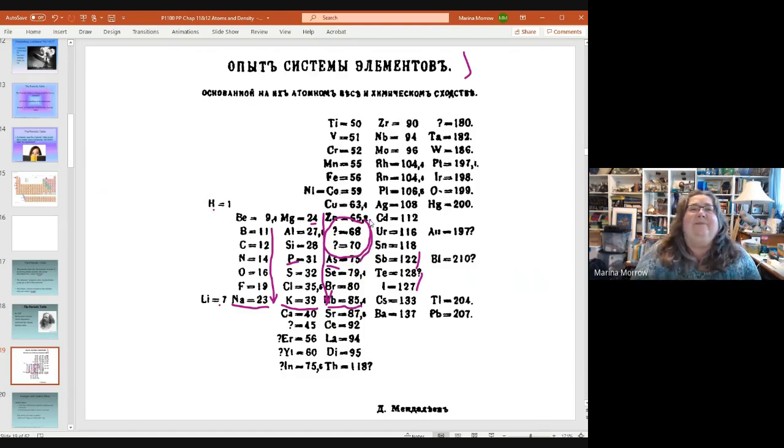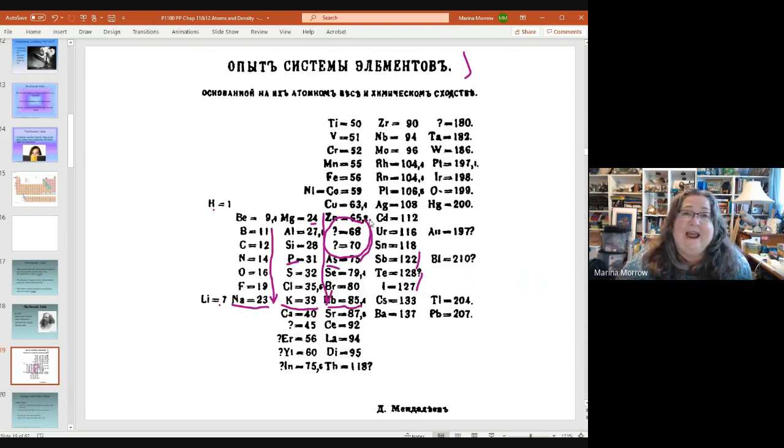And what made it really brilliant, too, was not only is he leaving gaps, but he was saying, hey, I think there are two missing elements. And he said, here's what I think they're going to be like. So he would describe them, because from the hole they were in, he would know their properties.